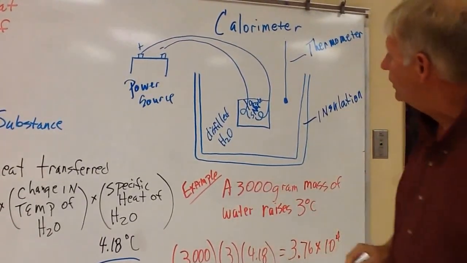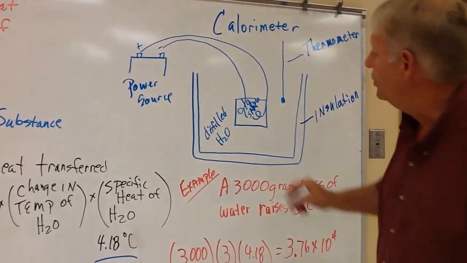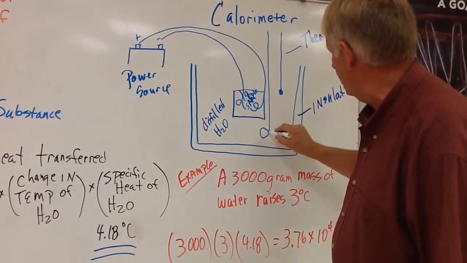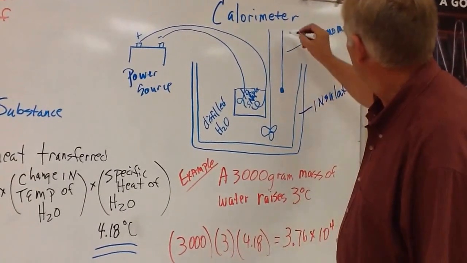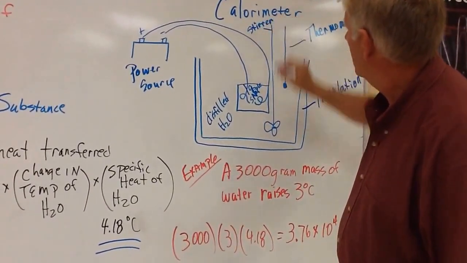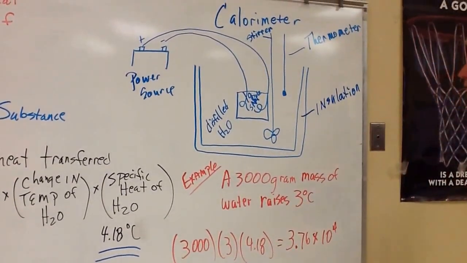All right? And then we're going to put a stirrer in there, something to circulate the water, okay? So then we're going to come down here. It looks like a little boat motor. Okay, and right here we're going to put a stirrer. All right? Now that stirrer is going to circulate the water.